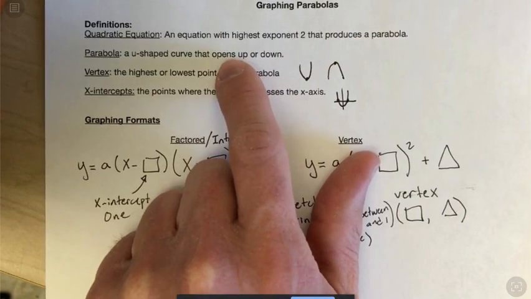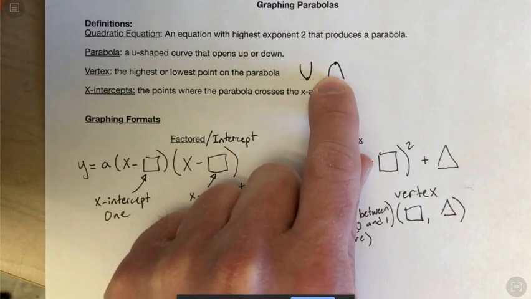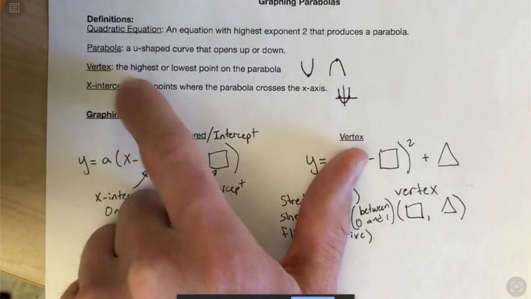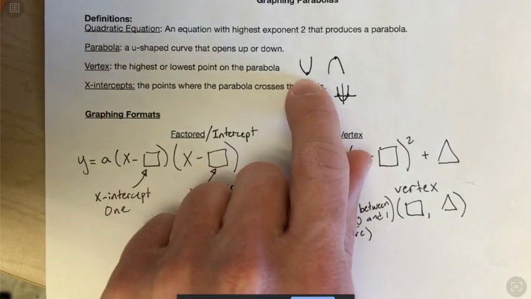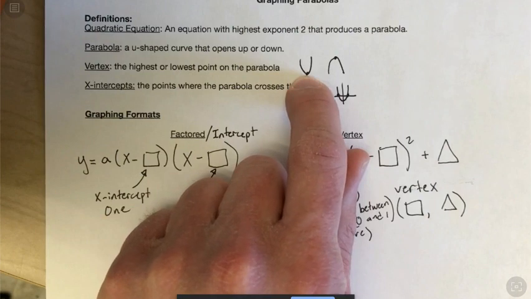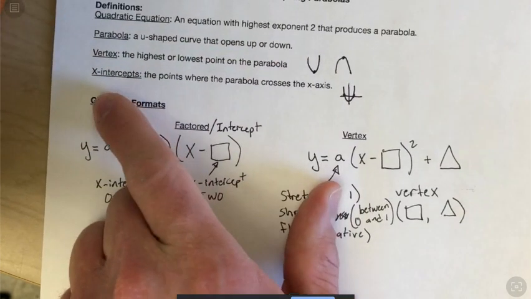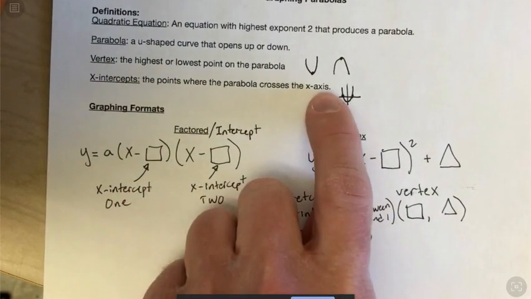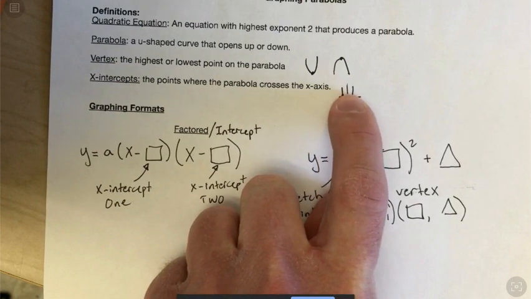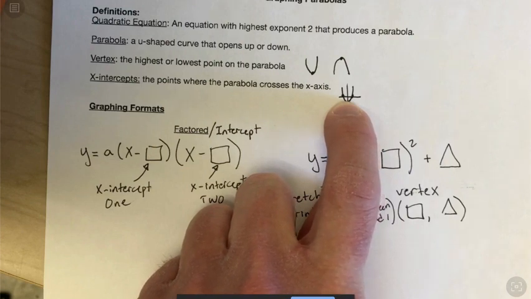Parabolas are U-shaped curves, and they either open up or they open down. The vertex is whatever the highest point or the lowest point is on the parabola. So if it points up, it's going to have a lowest point, and if it points down, it's going to have a highest point. The other thing we need to worry about is x-intercepts, where it crosses the x-axis. Due to the U-shape, odds are it's going to have two x-intercepts. However, there are special cases we'll eventually get to where it has only one or none.